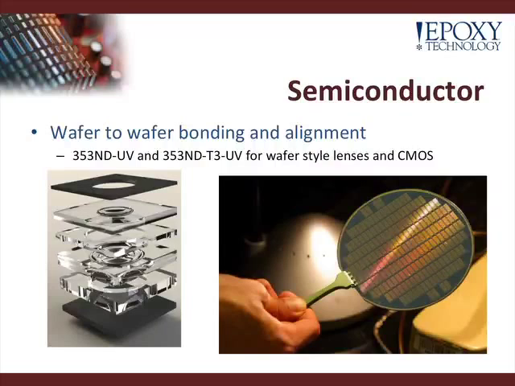The UV hybrids have also been used in the semiconductor industry for wafer-to-wafer bonding and alignment. For example, for a wafer-style lens to a CMOS device, where the lens actually has to be aligned to the underlying CMOS device. Once that alignment is done, the UV will come and tack the material in place. Those can then be batched and thermally post-cured, where downstream they can be diced and singulated.